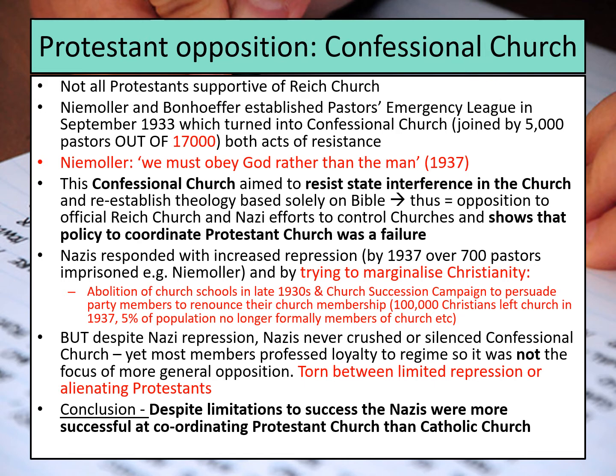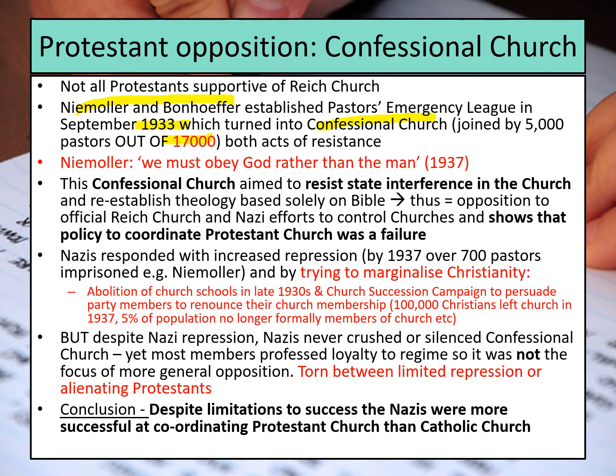However, not all Protestants were supportive of the idea of the Reich Church that had been established in 1933. For instance, Niemöller and Bonhoeffer were two really important figures who established something called the Pastors Emergency League in September 1933, which then turned into something called the Confessional Church. Now, this wasn't a small amount of opposition. This was an opposition group that was joined by 5,000 pastors out of 17,000 Protestant pastors that there were in Germany. So this was a clear act of resistance.